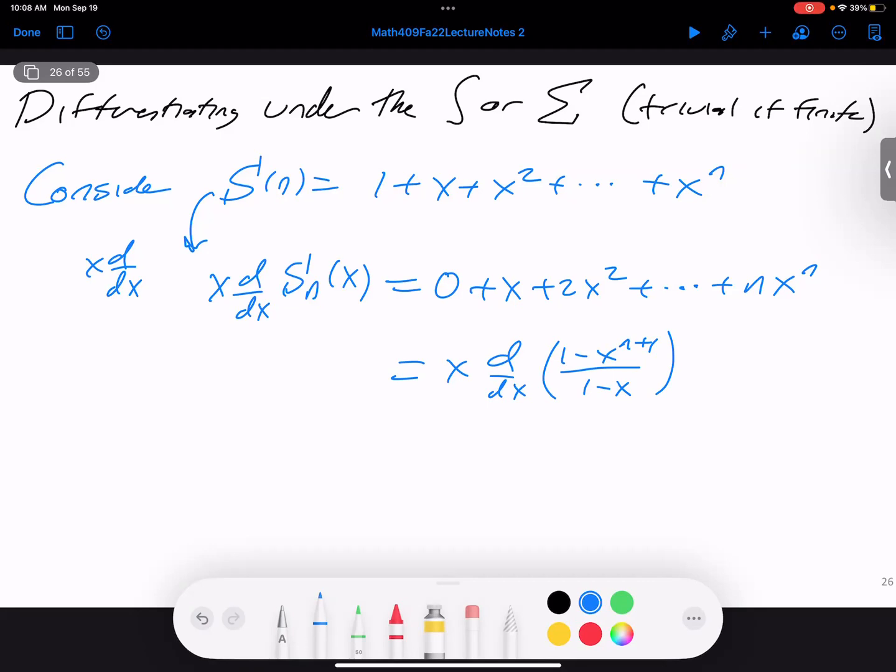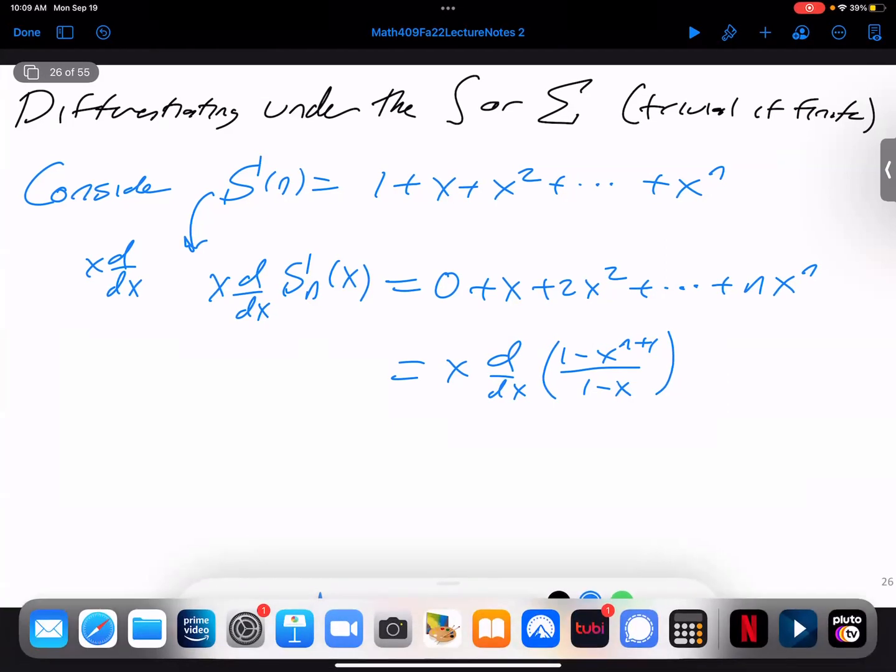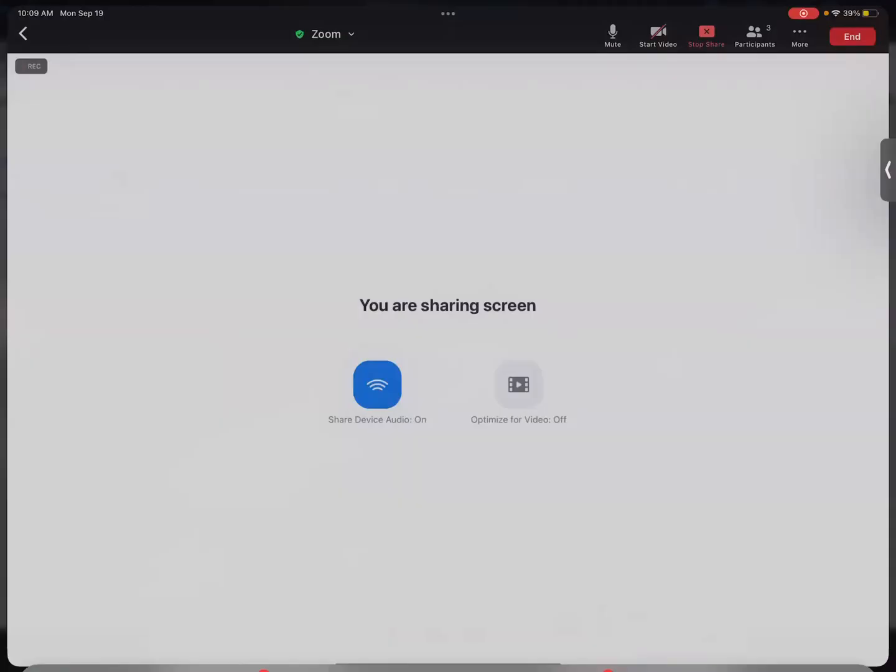How do we take the derivative? Quotient rule, right? Who here wants to use the quotient rule? No one wants to use the quotient rule, right? Now, is this a terrible quotient rule?